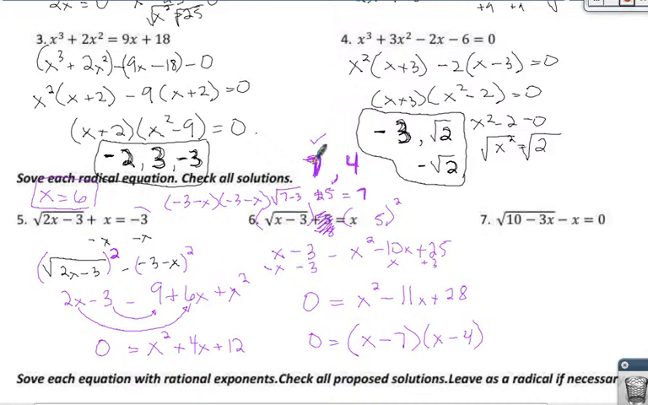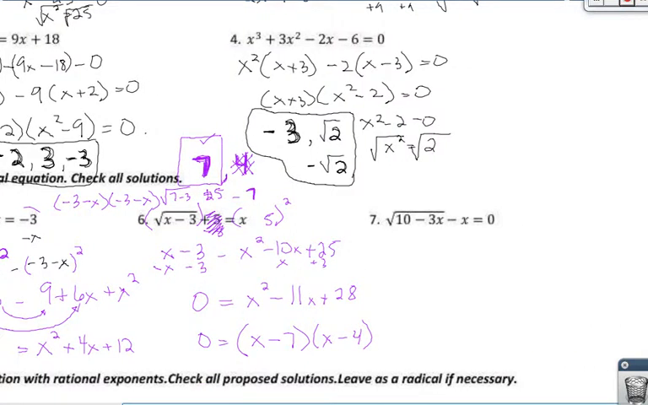Okay, so now let's check on 4. 4 minus 3, that's 1. The square root of 1 is 1. 1 plus 5, does that equal 4? No, it does not. So 4, even though it's an answer, is not actually a solution. So in this case, your only solution is the 7.